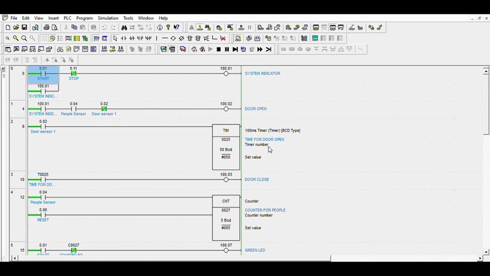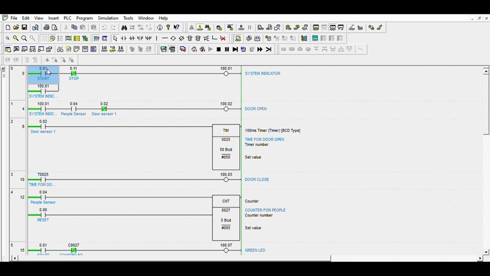Okay, so this is the simulation system of the project. This is the ladder diagram. So in rung 0, the start push button and the stop push button function to start or stop the whole system, while the system indicator is the holding circuit for the start push button.